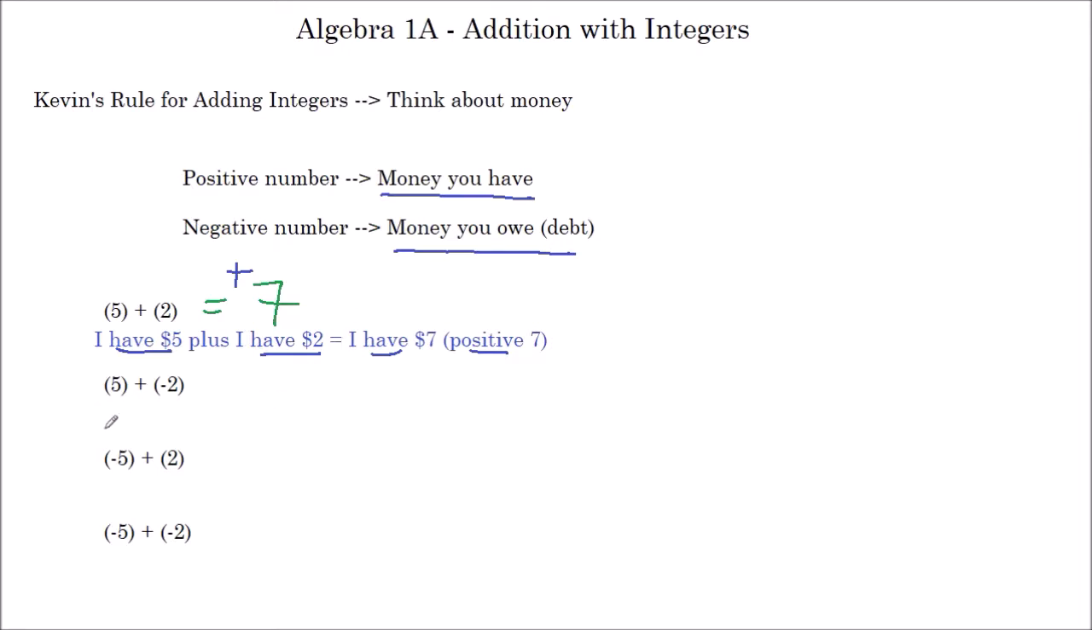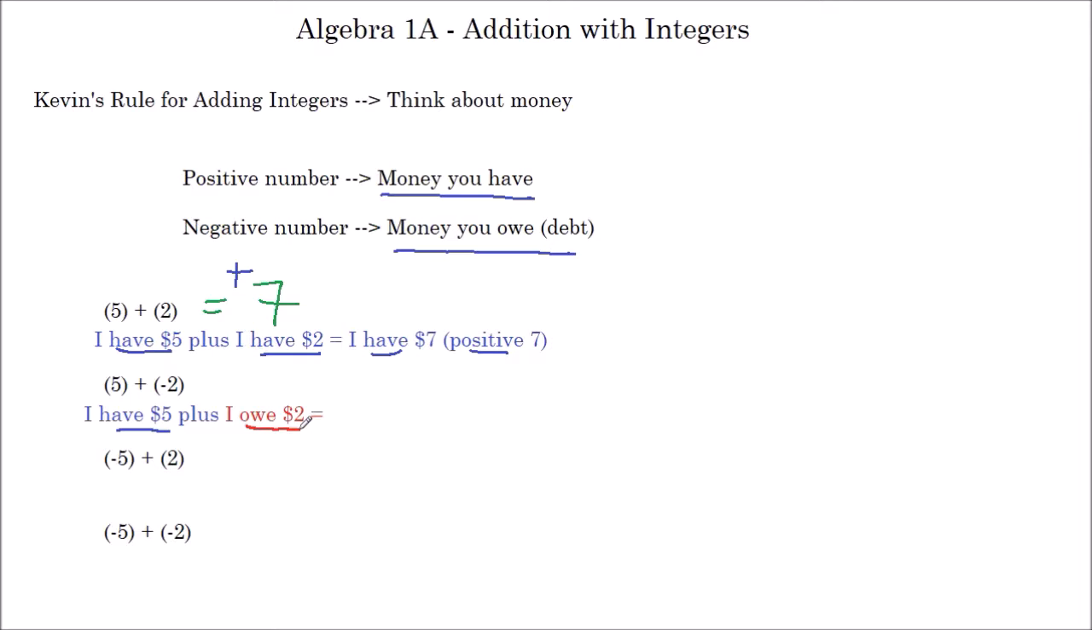The next question is where it gets a little more difficult, but let's think about having money or owing money. A positive number is money I have, a negative number is money I owe. So positive 5 plus negative 2, think about that in terms of money. The 5 being positive, I have that, and then the negative 2, because it's negative, I owe that. I owe my friend $2 or something like that.